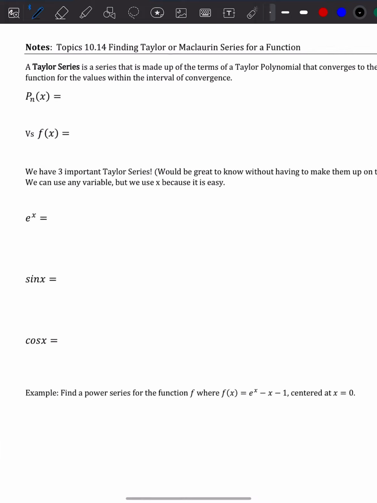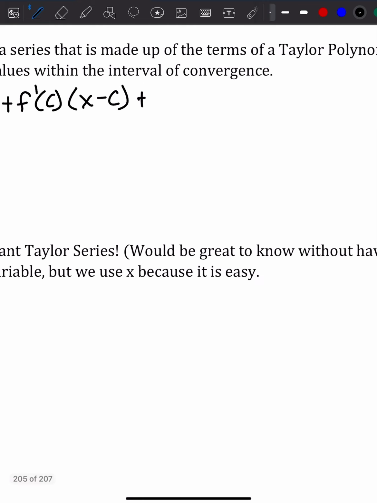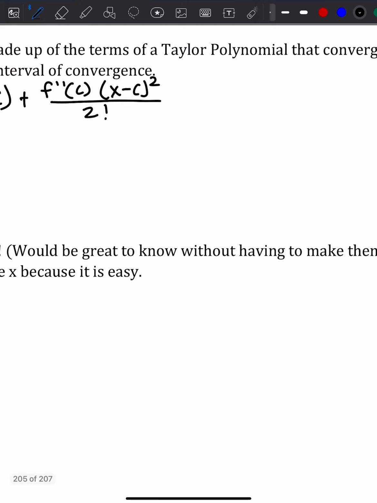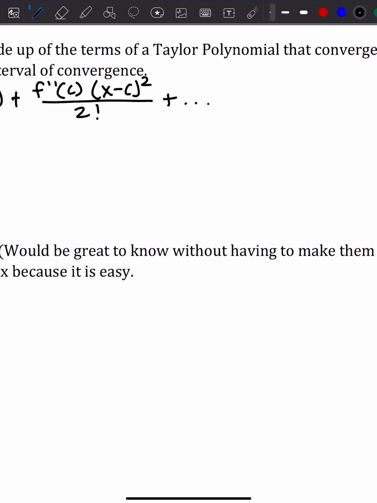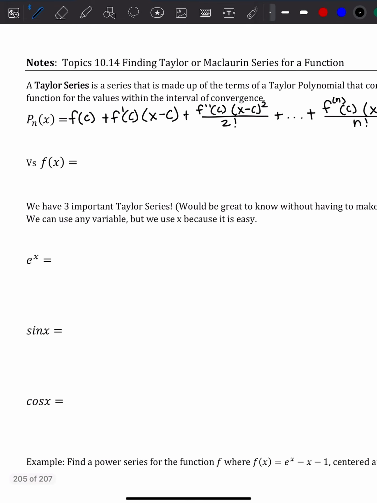With the Taylor polynomial, we're going to get f of c plus f prime of c times x minus c to the first power, plus the second derivative at c times x minus c squared over 2 factorial, plus all of those terms in between until we get to the nth derivative at c of x minus c to the n power, all divided by n factorial. So this right here is our Taylor polynomial, the polynomial version of it.